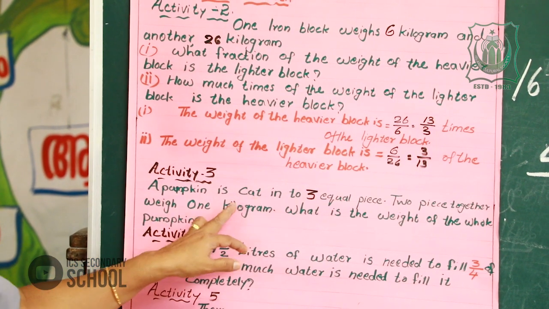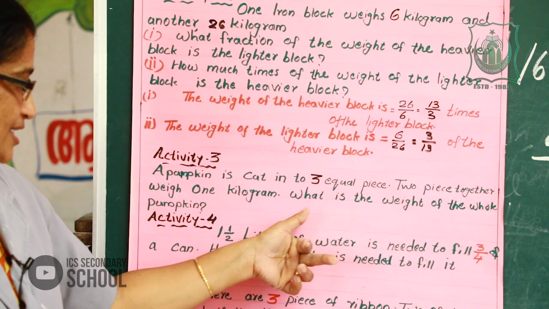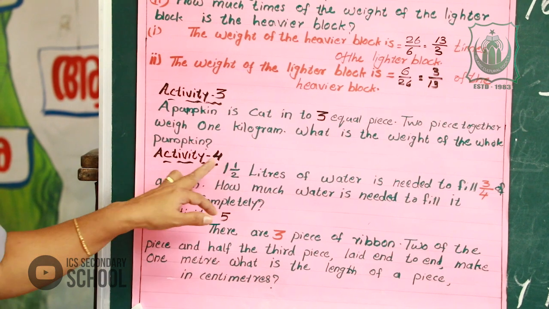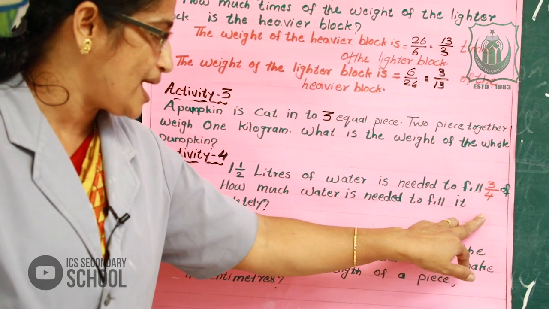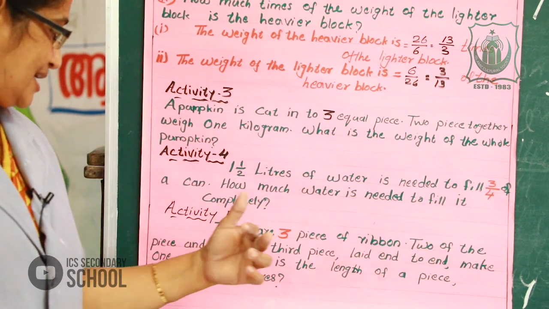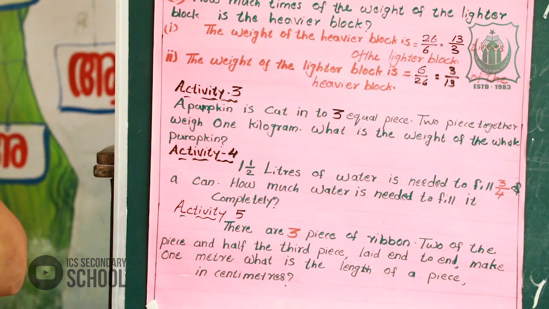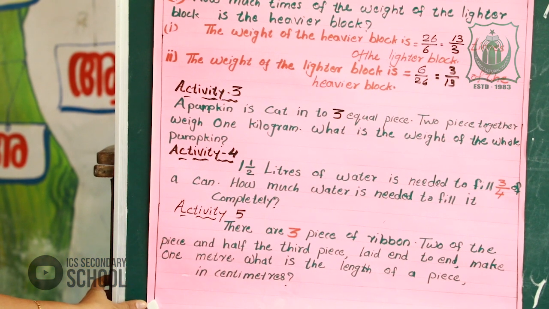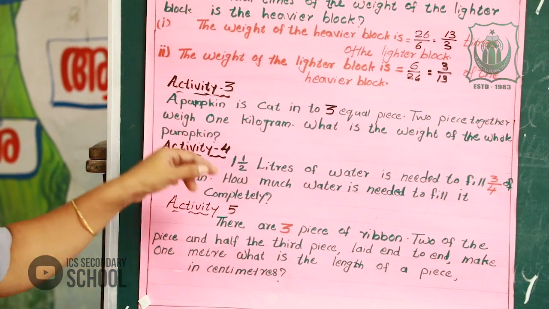Activity 3. A pumpkin is cut into 3 equal pieces. 2 pieces together weigh 1 kilogram. What is the weight of the whole pumpkin? Next activity: 1.5 liters of water is needed to fill 3 by 4 of a can. How much water is needed to fill it completely? Activity 5: there are 3 pieces of ribbon. 2 of the pieces and half the third piece laid end to end make 1 meter. What is the length of a piece in centimeters?